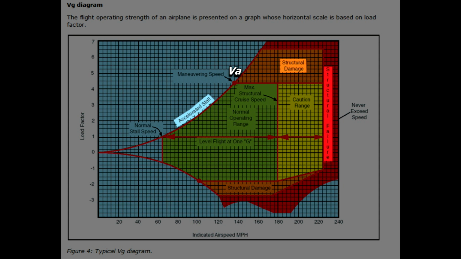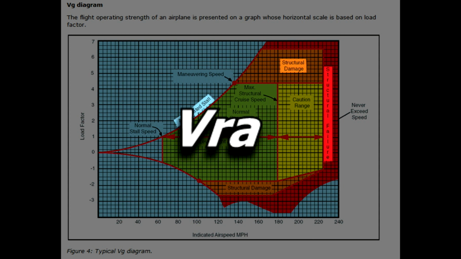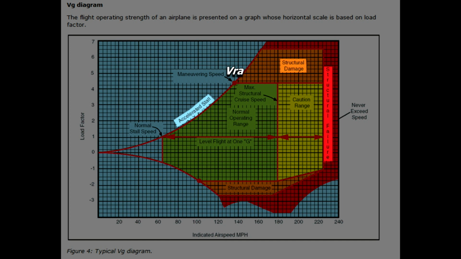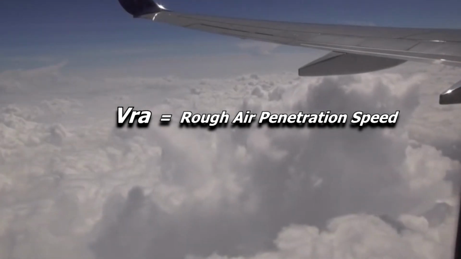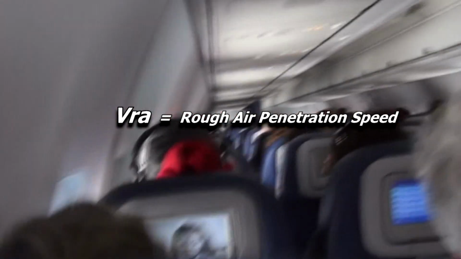VA is mostly referred to as VRA on large airliners. VRA is rough air penetration speed. As a passenger, when aircraft enter turbulence, you probably noticed the seatbelt sign turned on, perhaps an announcement made by the pilots, and then the aircraft slowing down. This is so they do not damage the airplane. The pilots are slowing down below the aircraft VRA, rough air penetration rated speed.